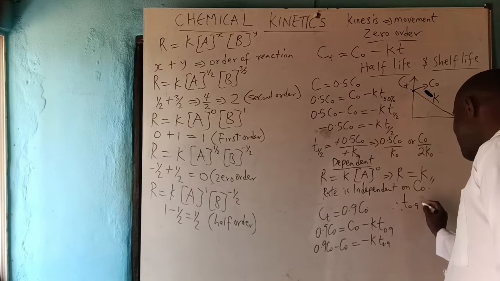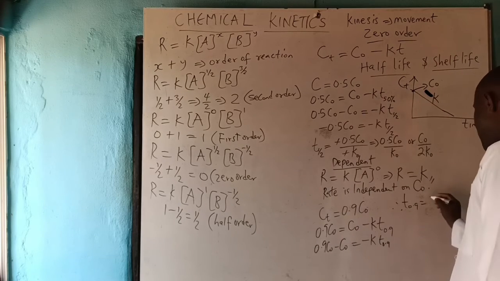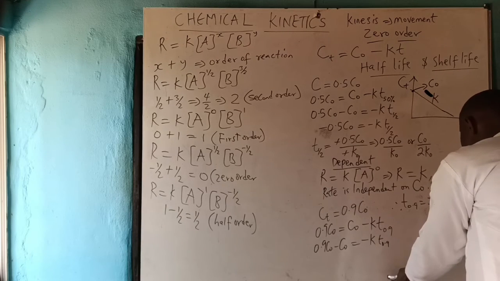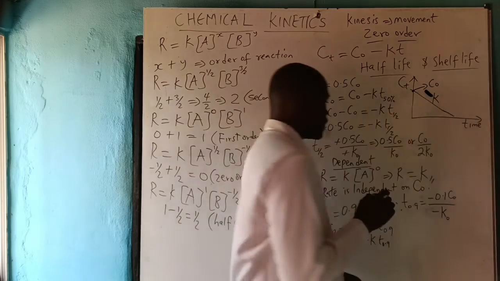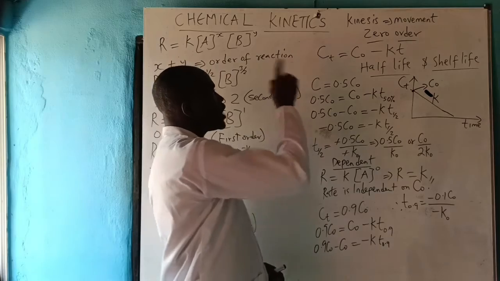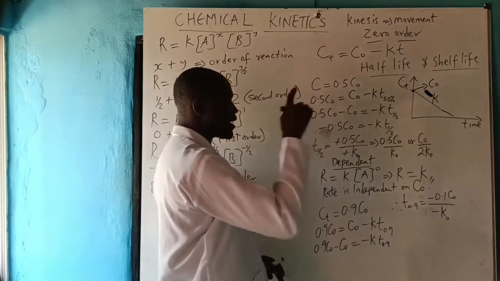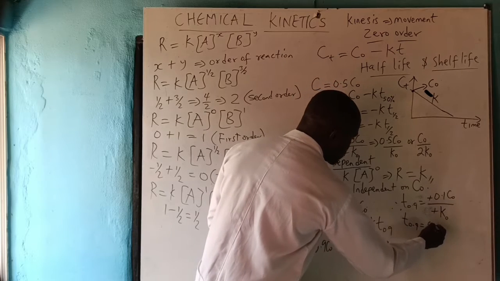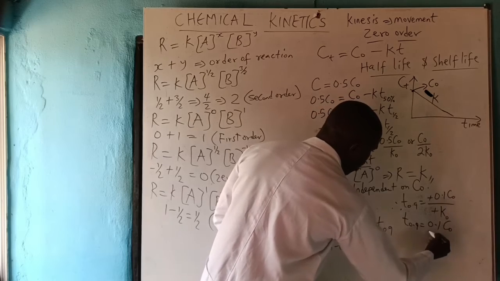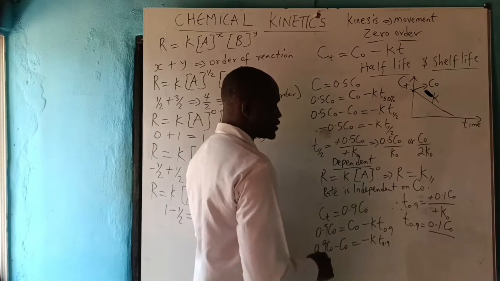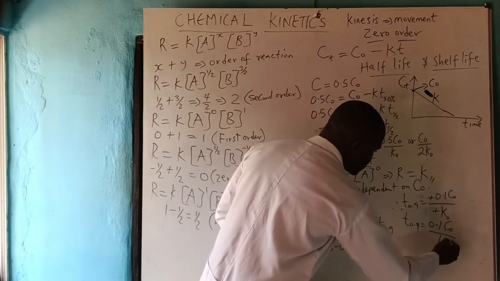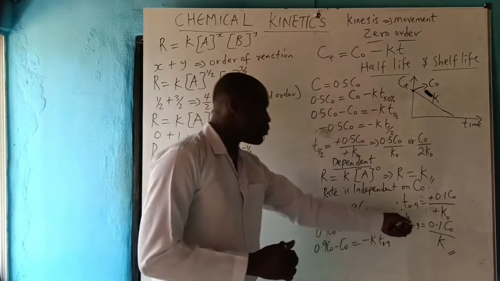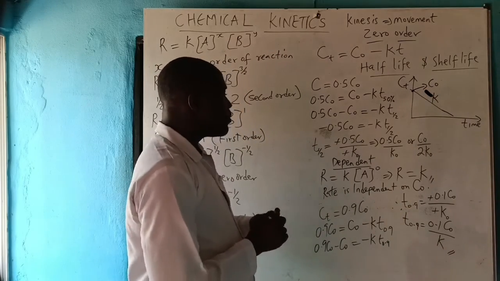Therefore, t0.9 is equal to this minus this, which will give you minus 0.1 C0 all over minus k0. Now, the shelf life of a zero order reaction, or the expiry date of a zero order, can be calculated using this formula. t0.9 equals 0.1 times the initial concentration all over the decay constant, or the rate constant. This rate constant all over it. Every molecule, every substance has its decay constant. So you plug it here.